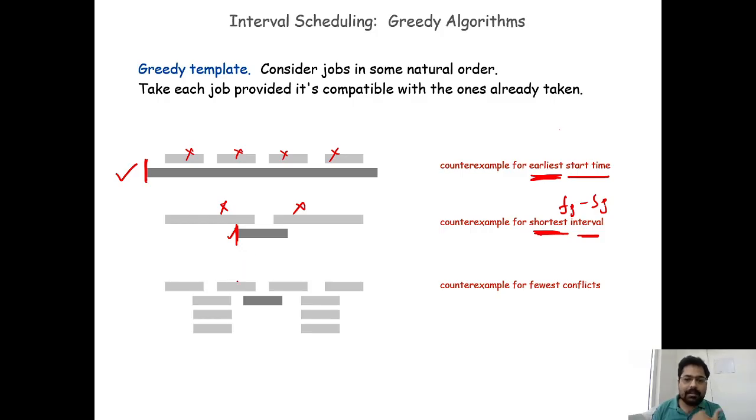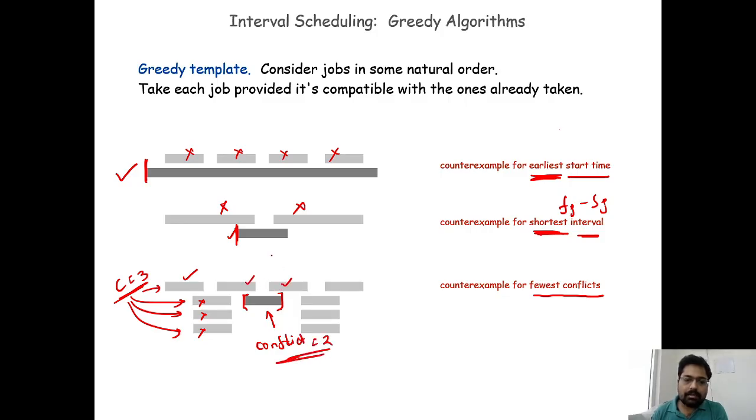Okay, and the next one, you can say fewest conflicts, that we recently studied. If I select this one, these others are not to be taken, so for this the conflicts would be 3. If I keep this other one, 4 conflicts could be possible. So we are trying to find the fewest conflicts, and for this one the conflicts could be 2. Why? Because of this and this.